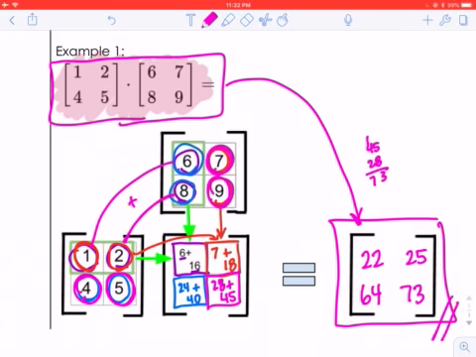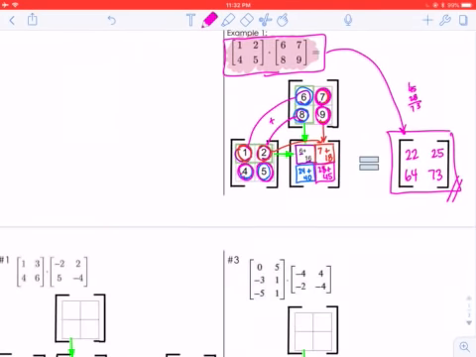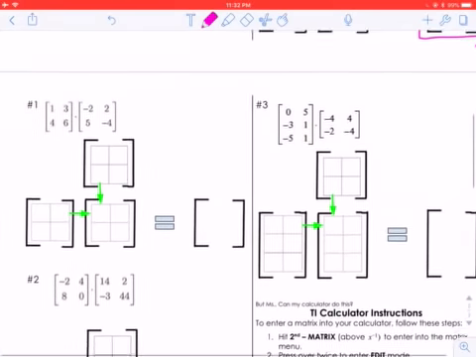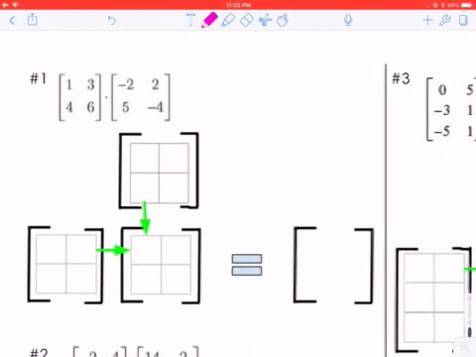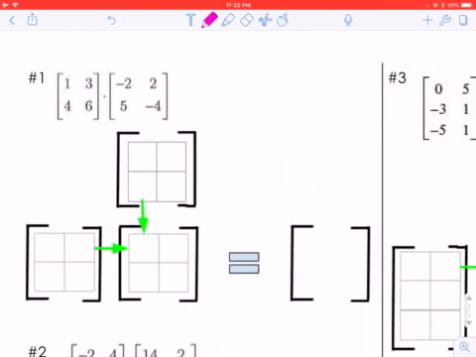Okay, so let's try another example. It'll get a little easier as we go. So looking at number 1 on the inside, we already have the boxes done for us here. So I'm going to put in, this is always going to be A, it's going to go right here. This is going to be B, it's going to go right here. So I'll put in 1, 3, 4, and 6. And put in -2, 2, 5, and -4.